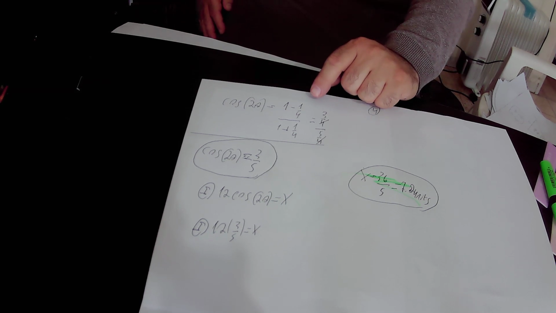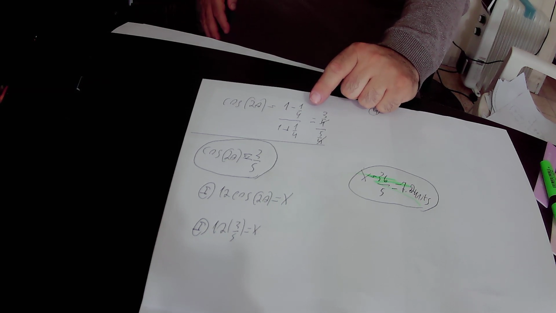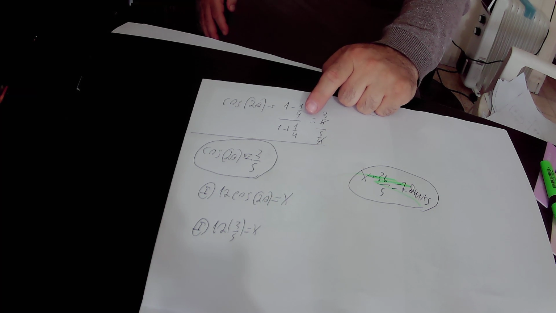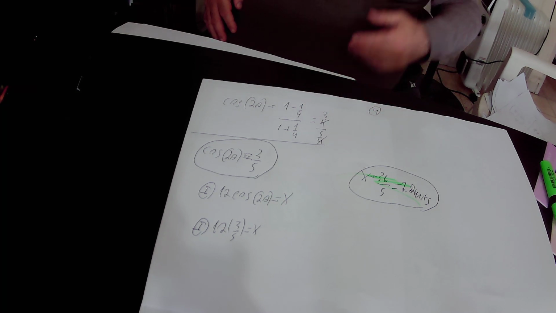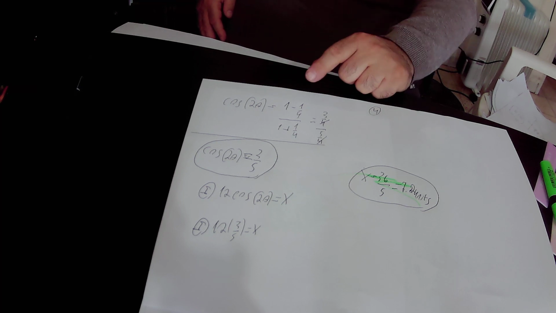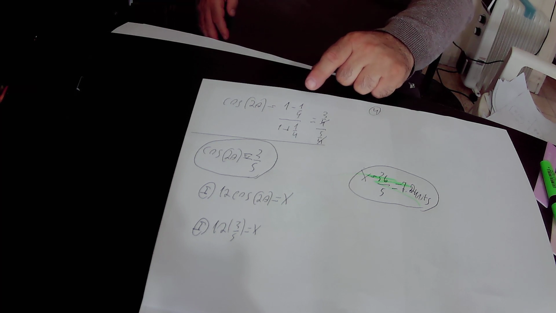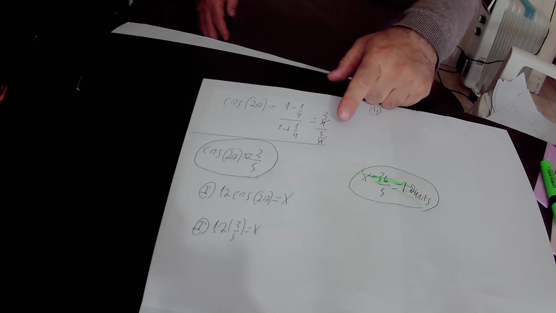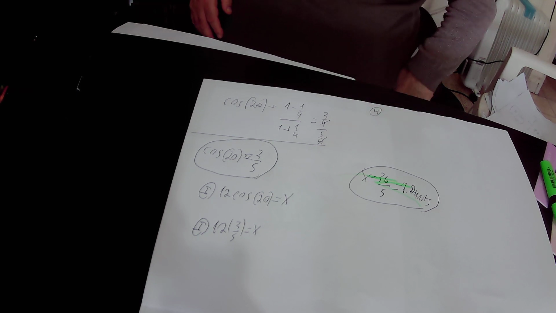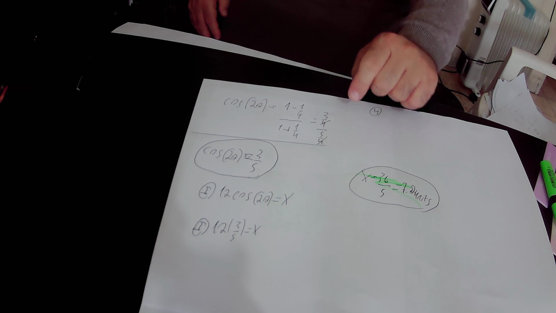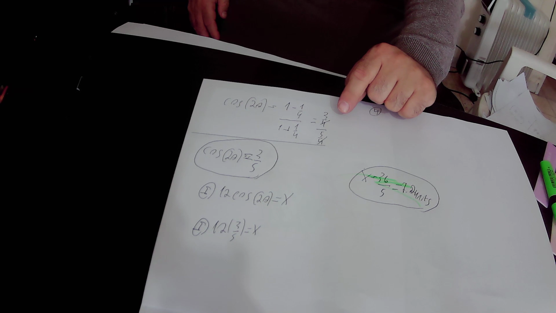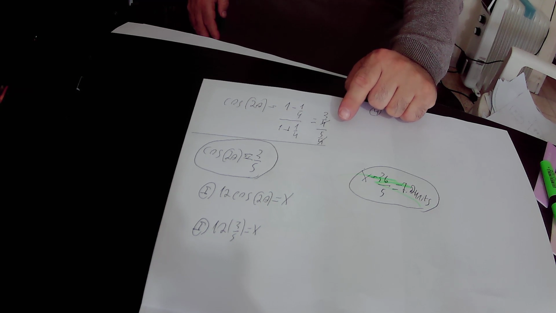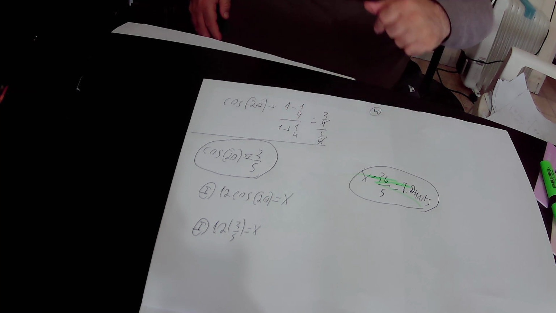So cosine 2 theta equals 1 minus 1/4 over 1 plus 1/4. 1 minus 1/4 is 3/4, and 1 plus 1/4 is 5/4. So we found that cosine 2 theta equals 3/4 over 5/4. Here we have 4 in the numerator and 4 in the denominator, so 4 will get cancelled. In conclusion, we found that cosine 2 theta equals 3/5.